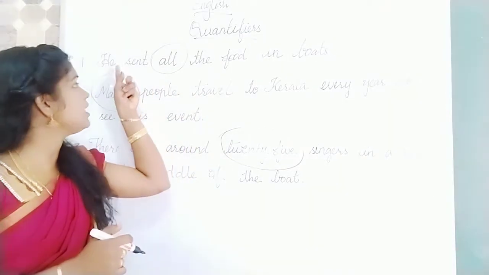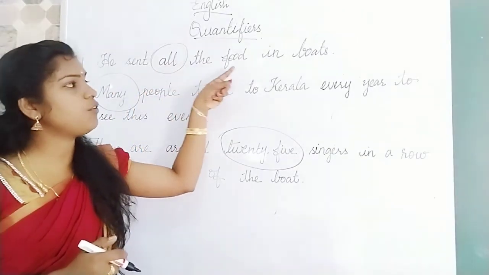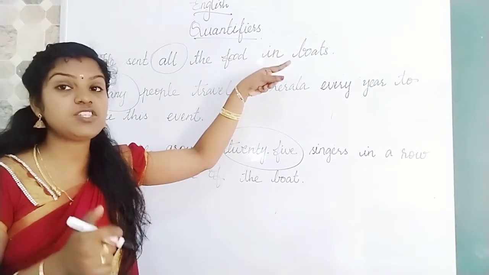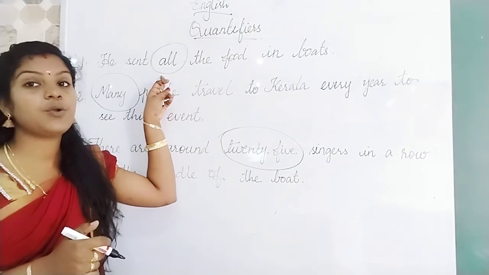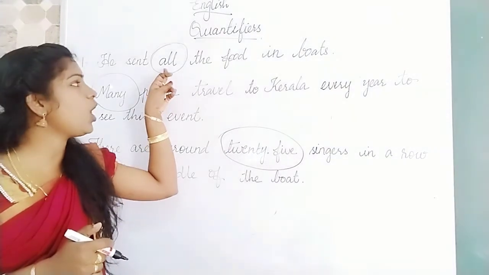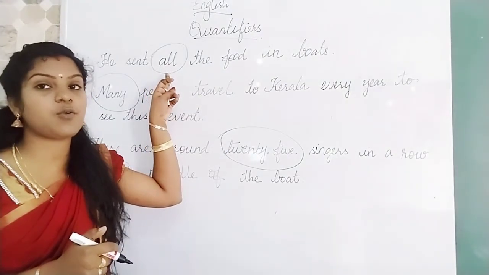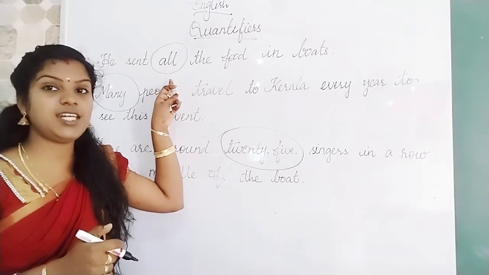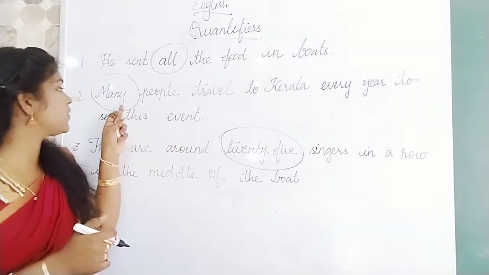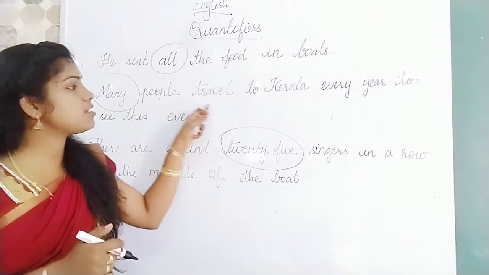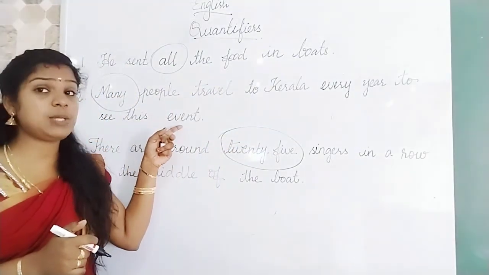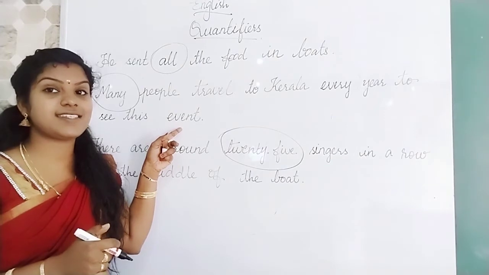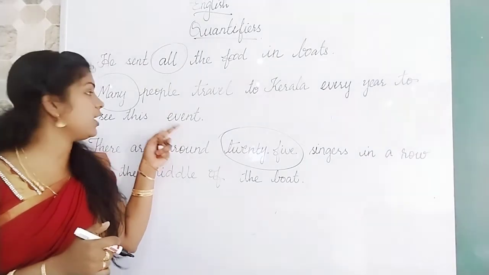He sent all the food in boats. How much food? All. So this is called a quantifier. All is considered a quantifier. Have you got it? Okay, then next one. Many people travel to Kerala every year to see this event. Which event? Do you remember? Yes, snake boat races.